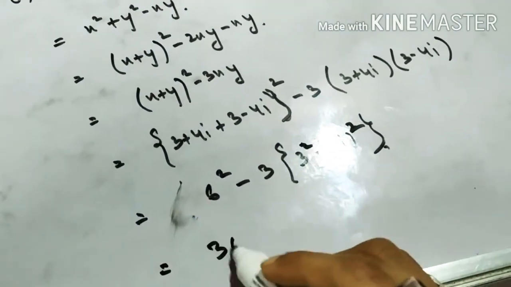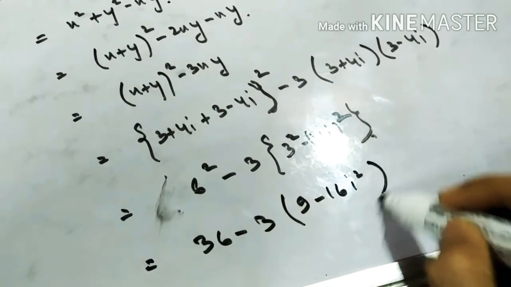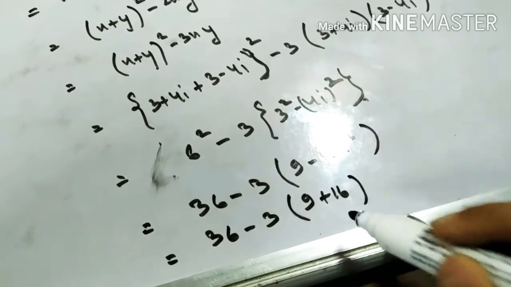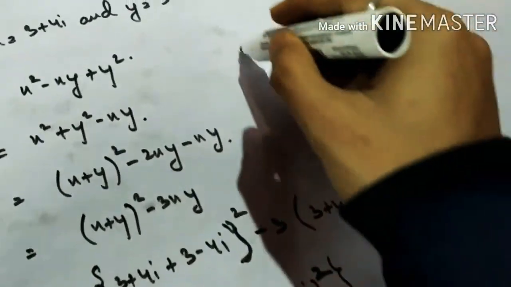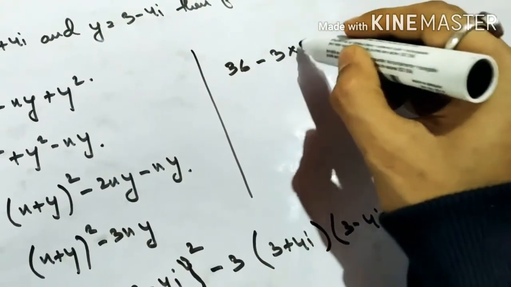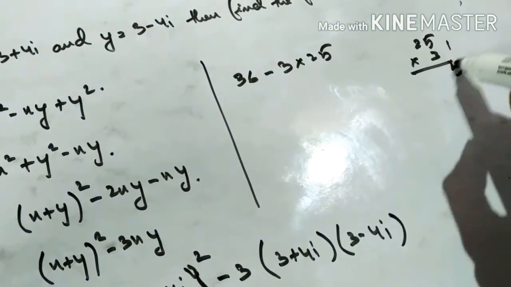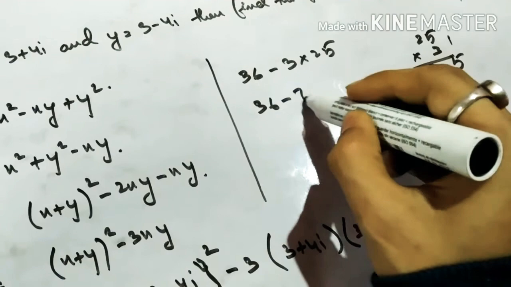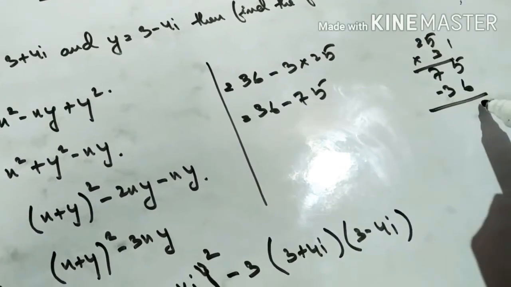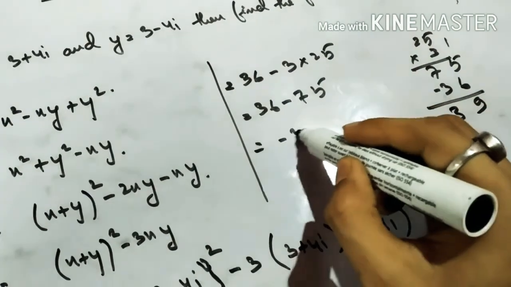So this I will get 36 minus 3 times (9 minus 16i square), 36 minus 3 times (9 plus 16). So this I will get 36 minus 3 into 25. 25 into 3 I will get 75. 36 minus 75, so I will get minus 39.